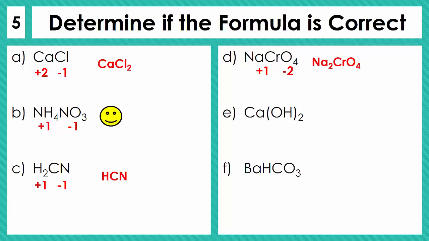So next I have CaOH2. So calcium is plus 2 and hydroxide is minus 1, but there's 2 of them, so that makes minus 2. So this formula is already good.